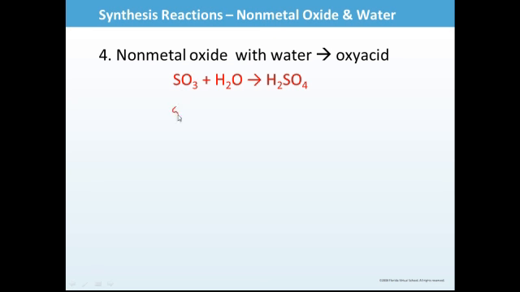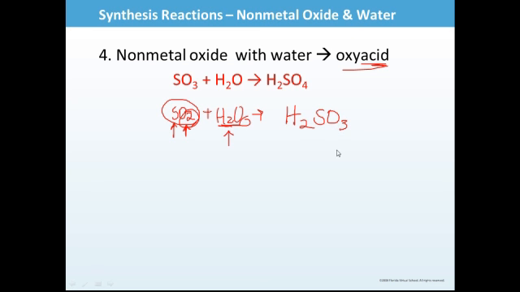All right, let me give you another example. SO2 plus H2O. What would our products be? Well, we recognize this as a non-metal oxide plus water. Therefore, we're going to form an oxyacid. Acid tells me that hydrogen starts the formula. I have 2 of them here. So for this reaction, I'm just going to write H2. And then I'm going to write the chemical here, S, and I'm going to add the oxygens, SO3, H2SO3.